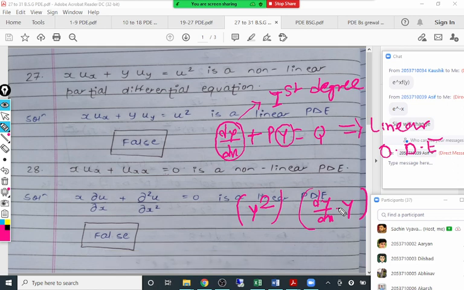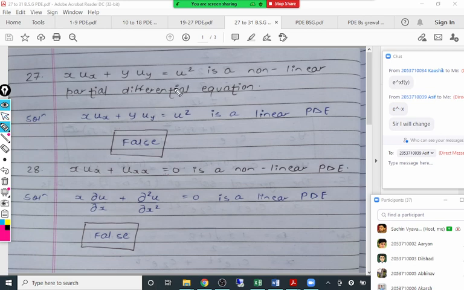So in this case, what is the dependent variable? The dependent variable is u, because u_x is written dou u by dou x. You should not have a quadratic power, and u into u_x also should not be there together. So whatever the answer is written, false, that's correct, because u square appeared there. Is it clear? This is actually non-linear because u square is there. If u square was not there, then we would say it is a linear PDE. That's all.